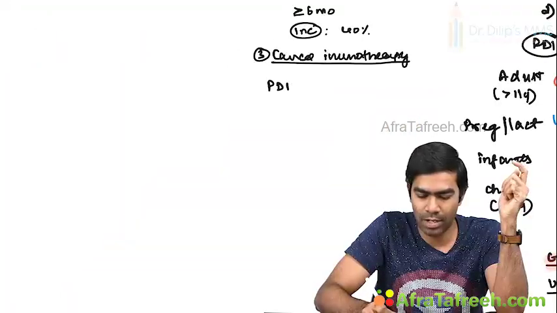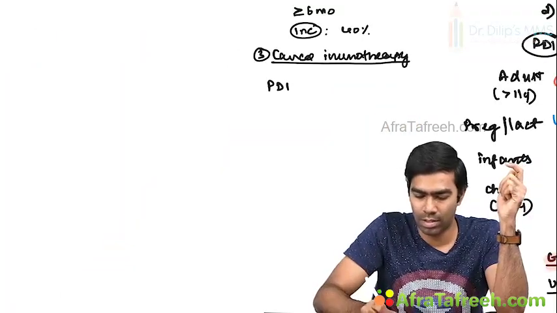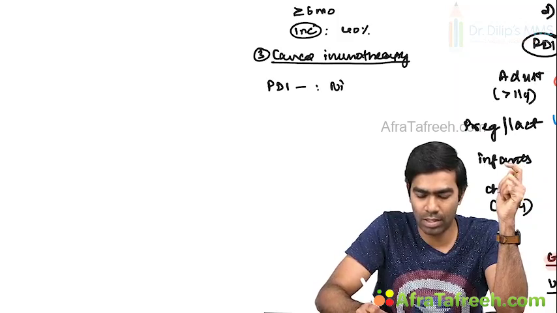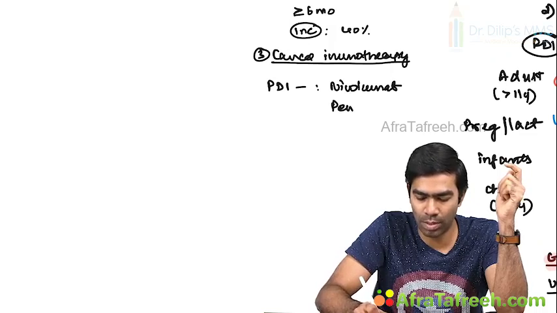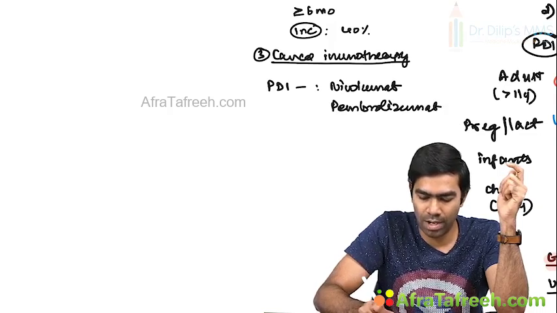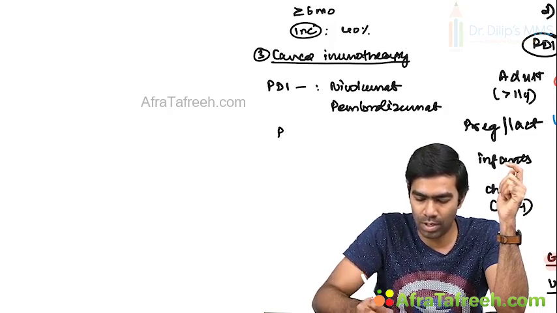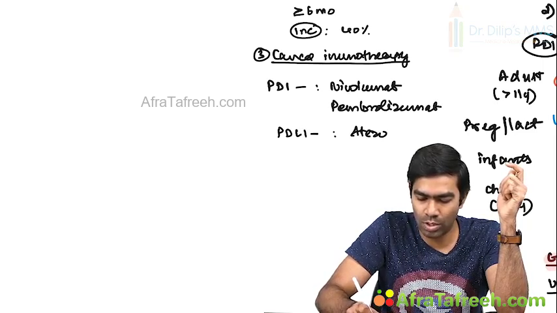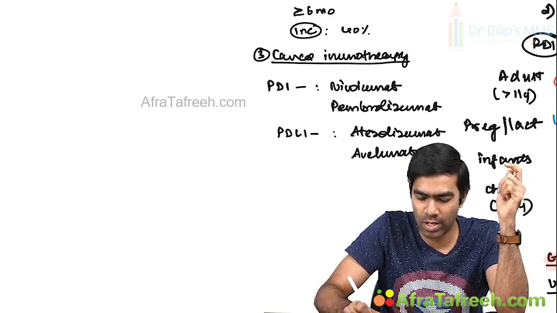We have PD-1 inhibitors. For these PD-1 inhibitors, there are two drugs. One is called nivolumab and the second one is pembrolizumab. And we have PD-L1 ligand inhibitors also. These are atezolizumab, and you have avelumab, and you have durvalumab.